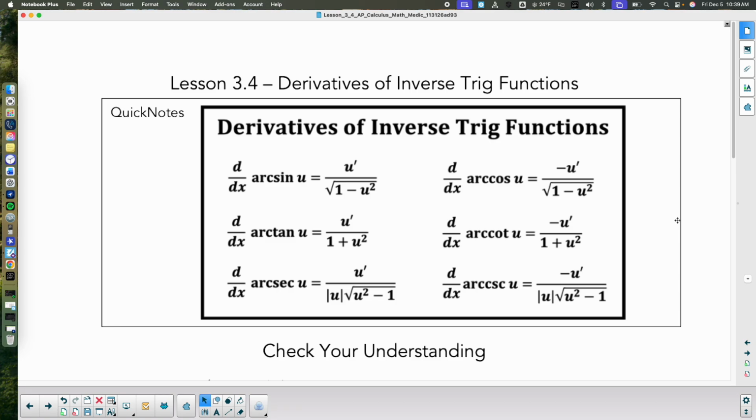Why don't you guys go to page 2 of the notes for 3.4?